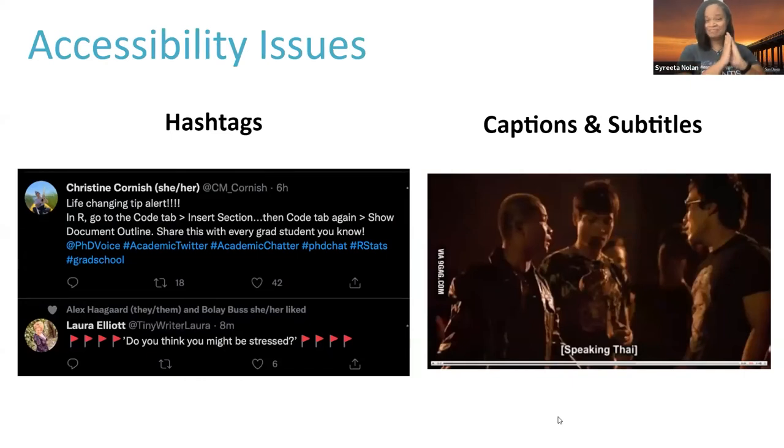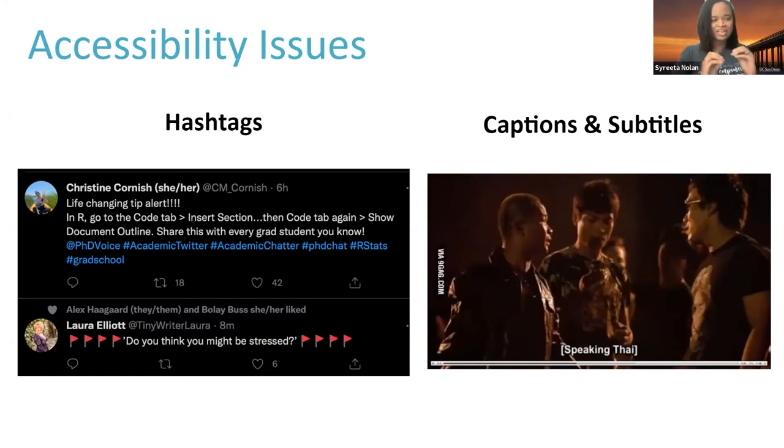So on Twitter, we also have accessibility issues in hashtags. Like we see in this tweet from Christine Cornish: "Life-changing tip alert, go to R, go to the code tab, insert section, and then code tab again, shows document outline, and share this with every grad student." You know, I don't know R, but the collection of hashtags she includes, AcademicTwitter, has the capitalized words in there that will be read fine by a screen reader. AcademicChatter, both words are capitalized, that will be read fine by a screen reader.